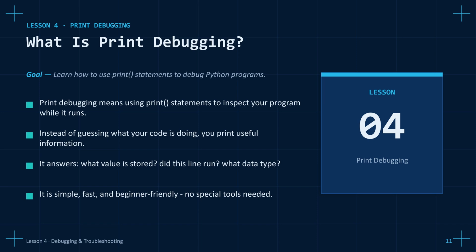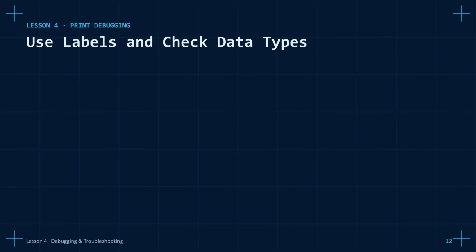Lesson 4 introduces print debugging, the simplest tool of all. It means adding print statements to inspect your program while it runs. Instead of guessing what your code is doing, you print useful information, like what value is stored or what data type you're dealing with. It needs no special tools, making it fast for beginners. The trick with print debugging is to add labels and check types.